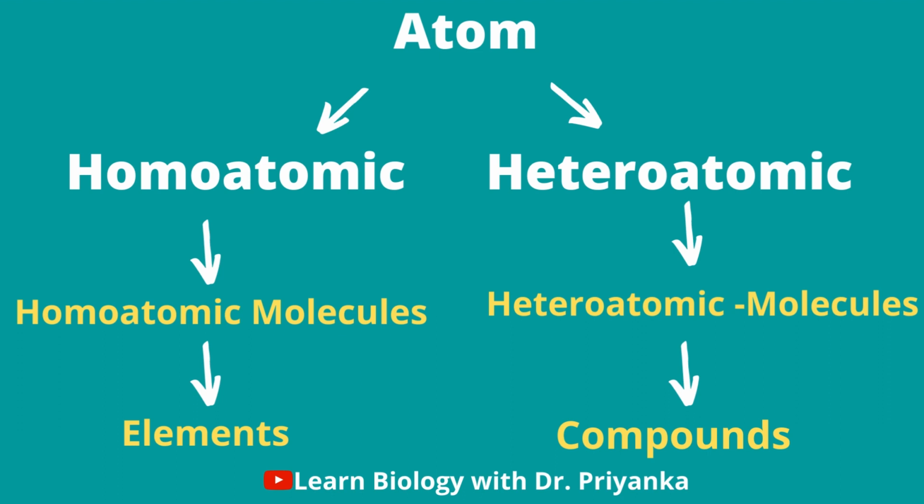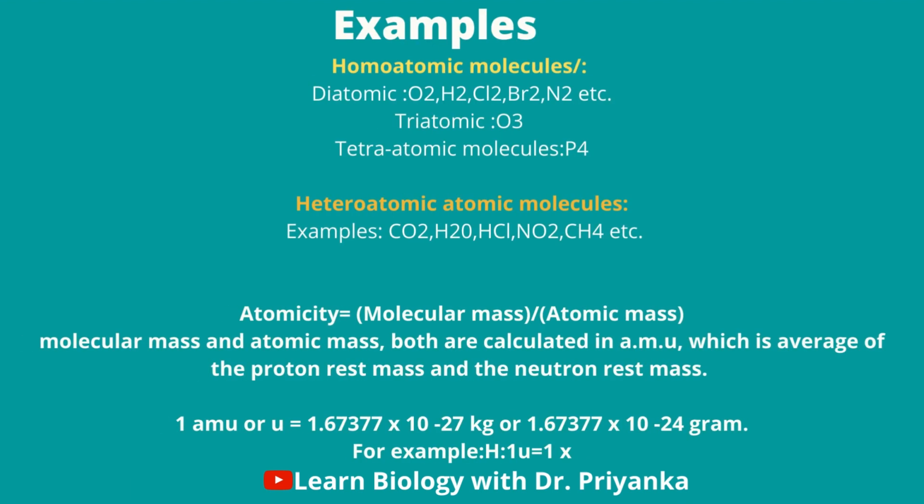So here we see some examples of homoatomic molecules. Take the example of diatomic. These are oxygen, hydrogen, chlorine, bromine, nitrogen. In the case of triatomic, this is ozone. For tetraatomic molecules, we can take P4 as an example. So here we see that atomicity is equal to molecular mass divided by atomic mass, as I also told earlier.